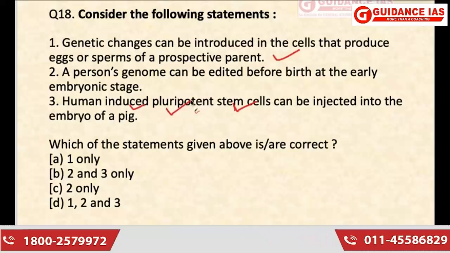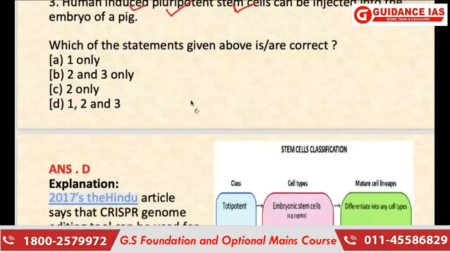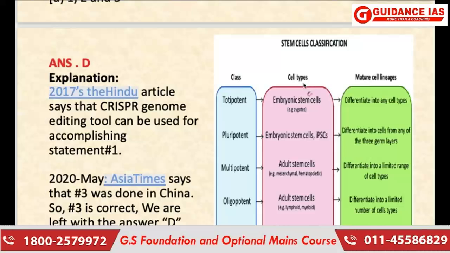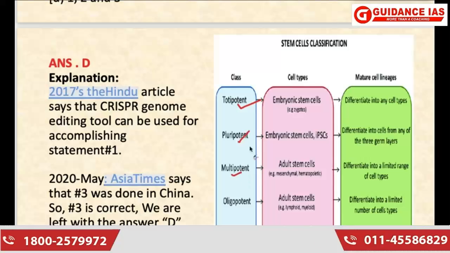pluripotent means they have the ability to undergo self renewal and to give rise to all the cells or the tissues of the body. Let me show you this diagram. These are the classes of the stem cells, and these are the cell types. So the classes of the stem cells are totipotent cells होते हैं, pluripotent cells होते हैं, multipotent cells होते हैं. Totipotent जो है, these are the type of embryonic stem cells only. Pluripotent also comes under the same category, and they come under the adult stem cells.